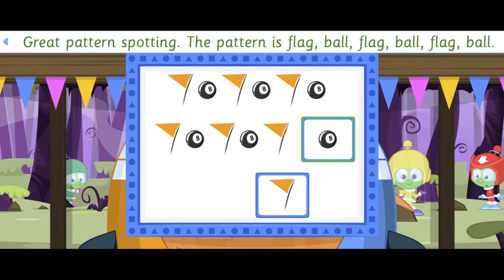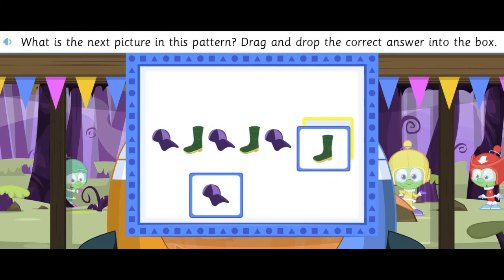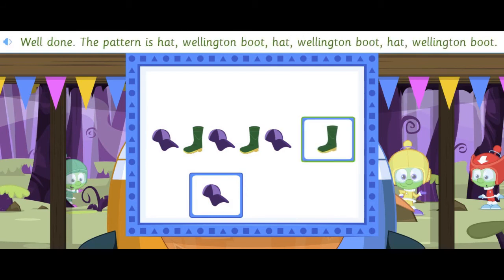The pattern is flag, ball, flag, ball, flag, ball. What is the next picture in this pattern? Drag and drop the correct answer into the box. Well done! The pattern is hat, Wellington boot, hat, Wellington boot, hat, Wellington boot.